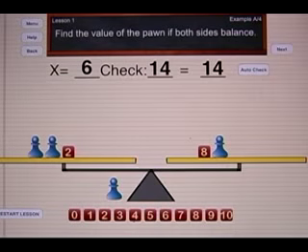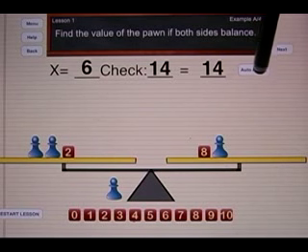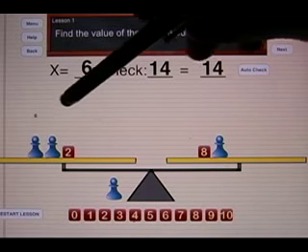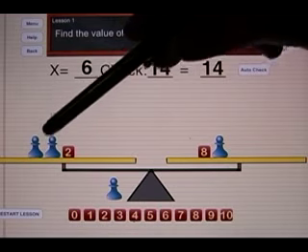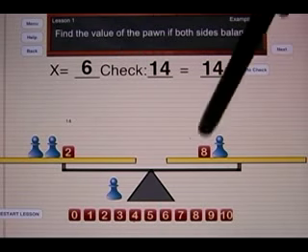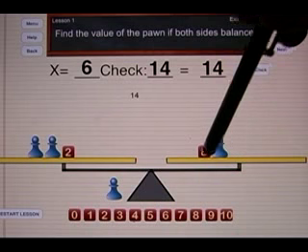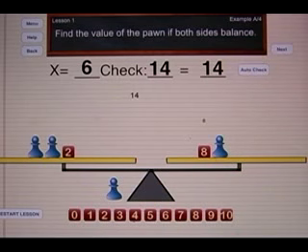One more thing I'd like to show you first. Notice that we have an auto check. So if you click on the auto check, the iPad will do the check for you. 6, 12, 14. And here we have 8 and 6, which is also 14. So please continue with lesson number 1, trying different values for the pawn until you find the value that makes both sides balance.